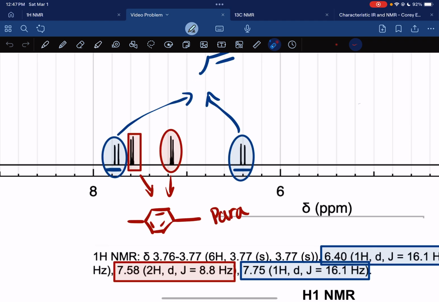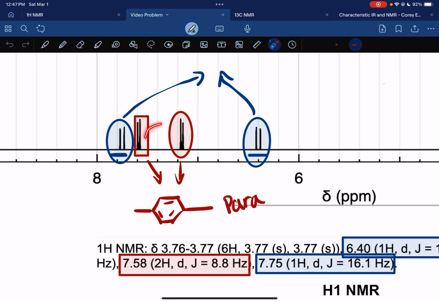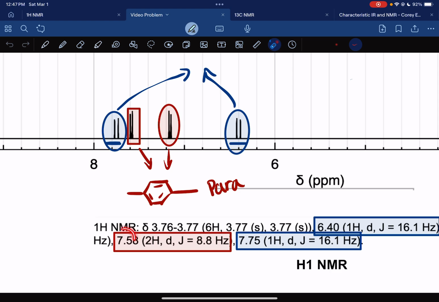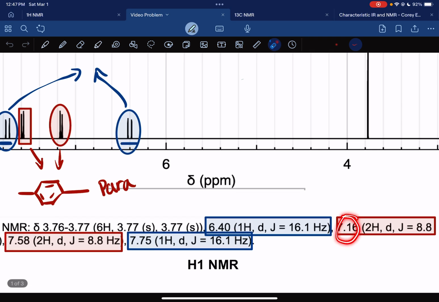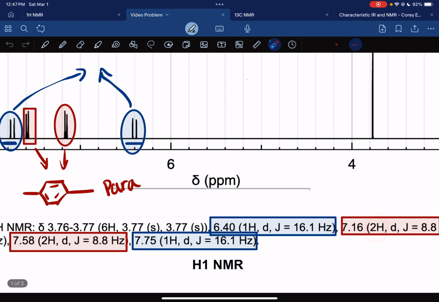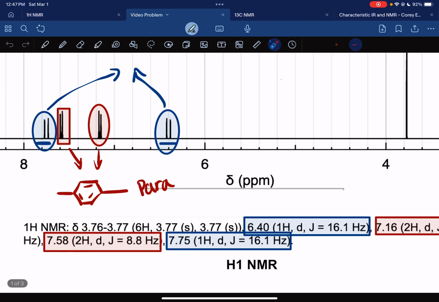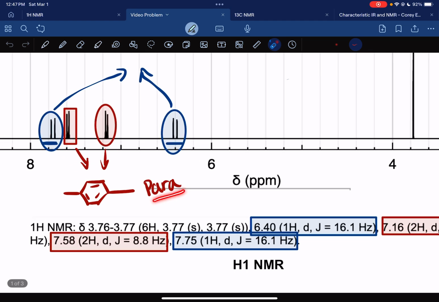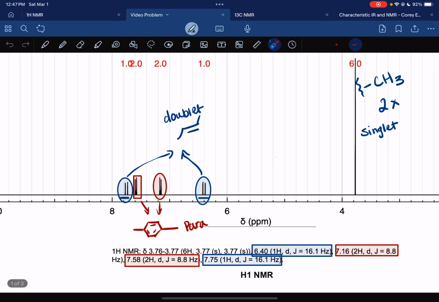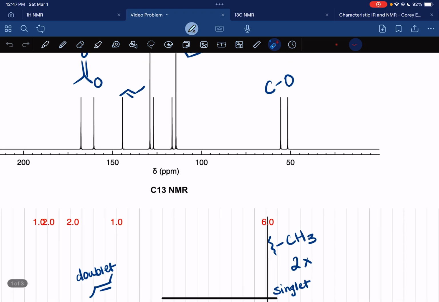And then over here also, these 2 peaks indicate the aromatic ring that I was talking about, because they fit in the range 7.58, 7.16. The important part here is that each of them has 2 hydrogens, and that indicates that we have a para-substituted aromatic ring, because we'll have a hydrogen group here and a hydrogen group here. Alrighty.